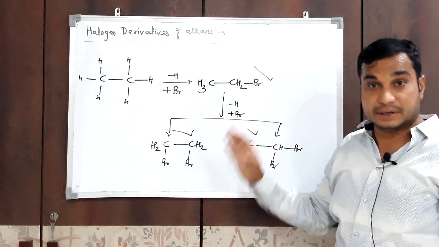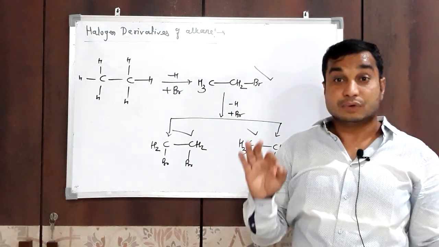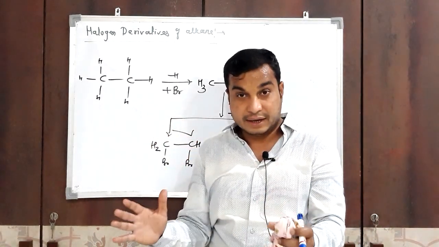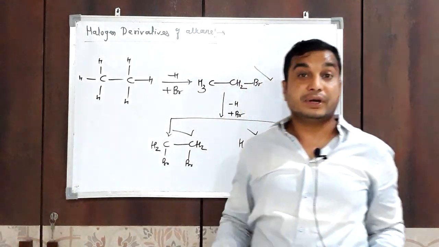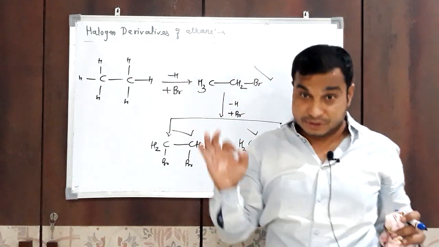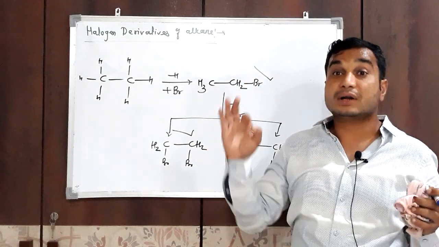What is the meaning of halogen derivatives of alkane, students? Just consider an alkane, and from that alkane we have to replace one or more hydrogen atoms from the same carbon atom or different carbon atoms by the same number of halogen atoms.